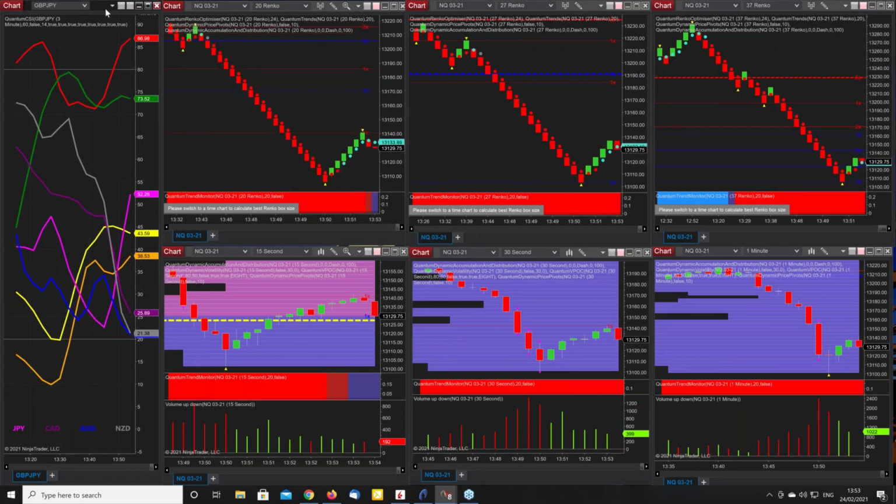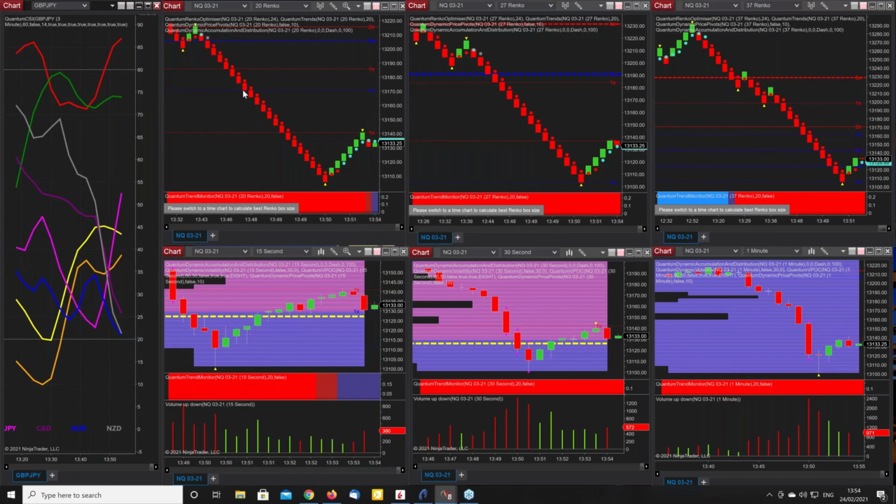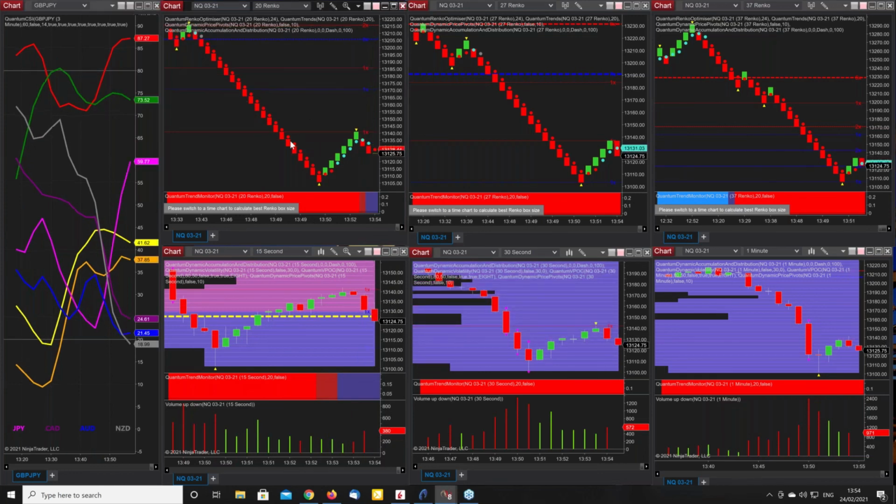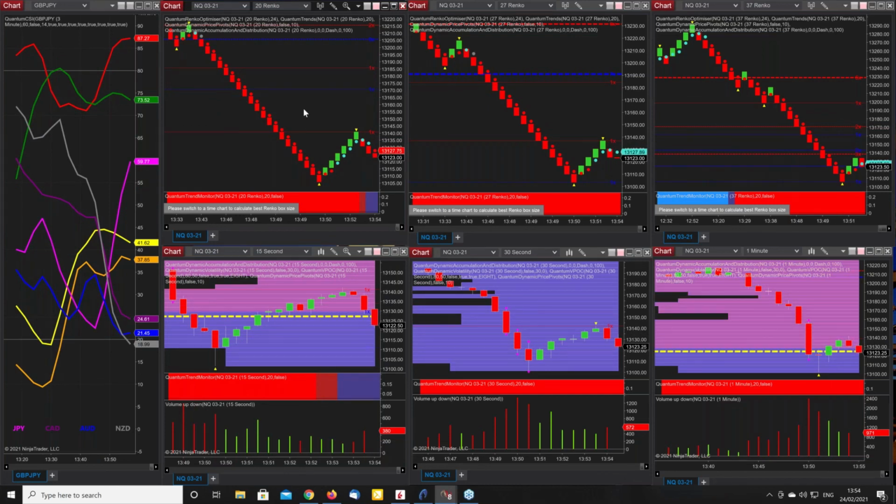This is on 3 minute, I think. Yeah, it's on 3 minutes. So we've got strong yen buying on 3 minute. And that's why we're seeing that particular move there. Very, very smooth. And that's the beauty of Renko. And the beauty of the NinjaTrader Renko is that you can set it to any time frame.